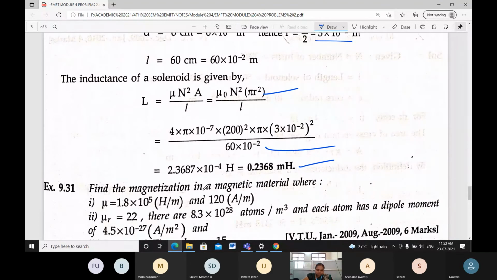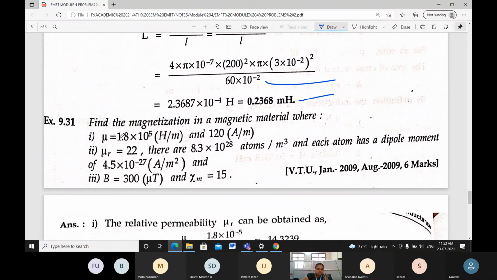Next, find the magnetization in the magnetic material where the given mu is given as 1.8 into 10 raised to minus 5 Henry per meter and current 1.120 amperes per meter and mu r is given as 22. There are 8.3 into 10 raised to 28 atoms per meter cube and each atom has dipole moment of 4.5 into 10 raised to minus 27 amperes per meter square and the flux density is given as 300 micro Tesla and Xm is given as 15.